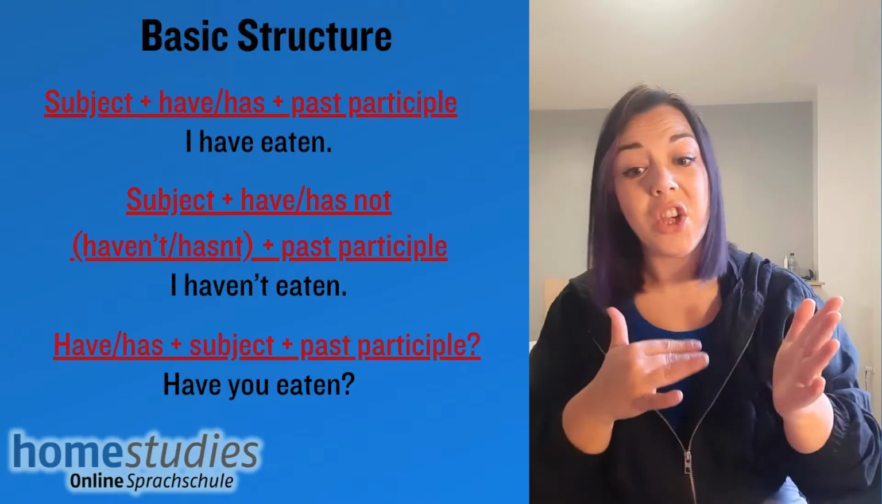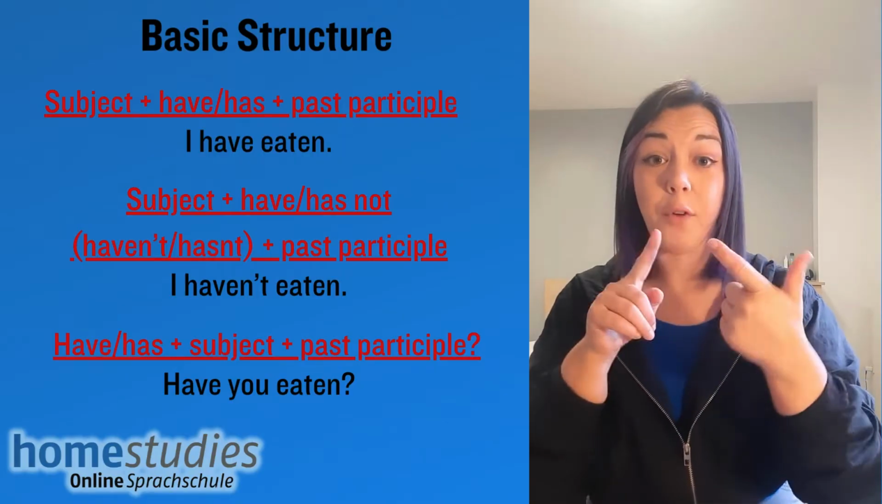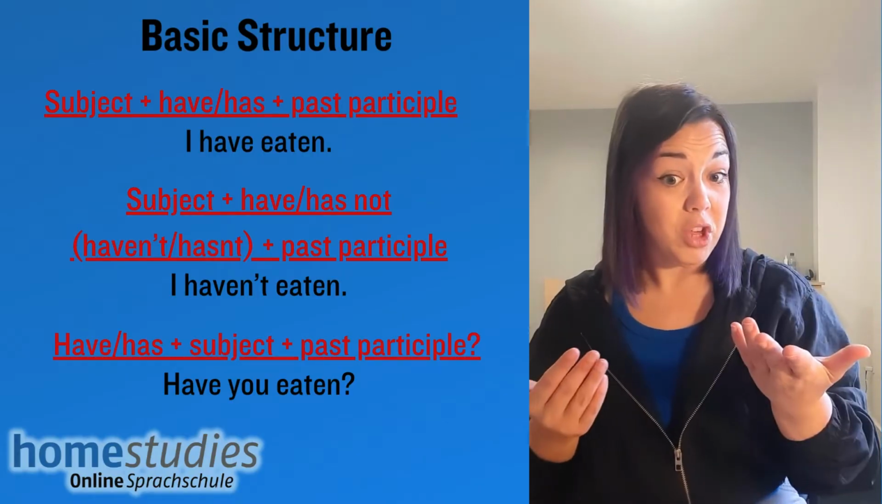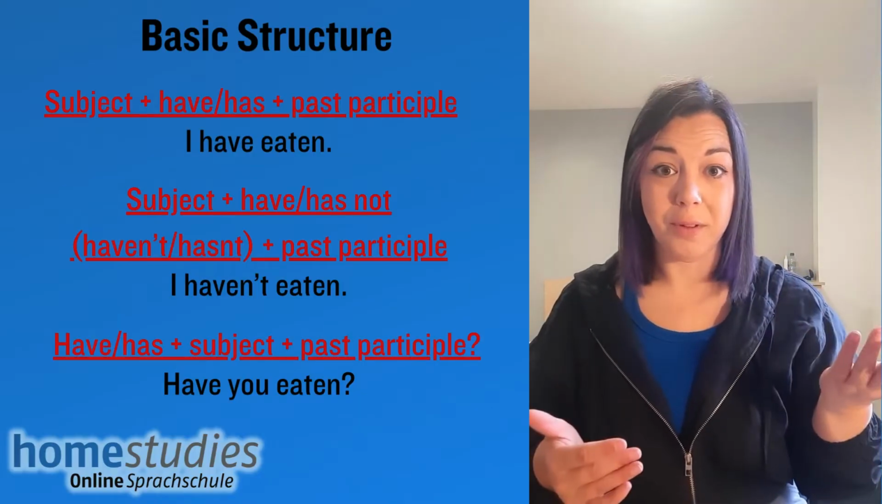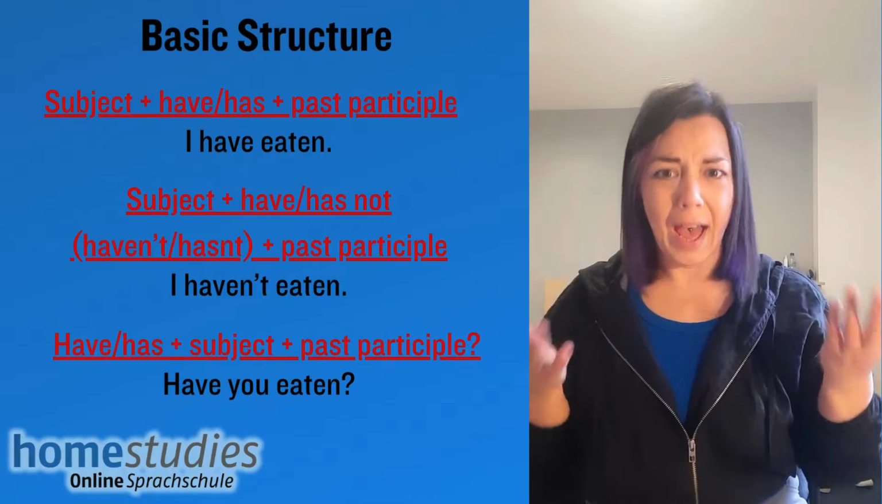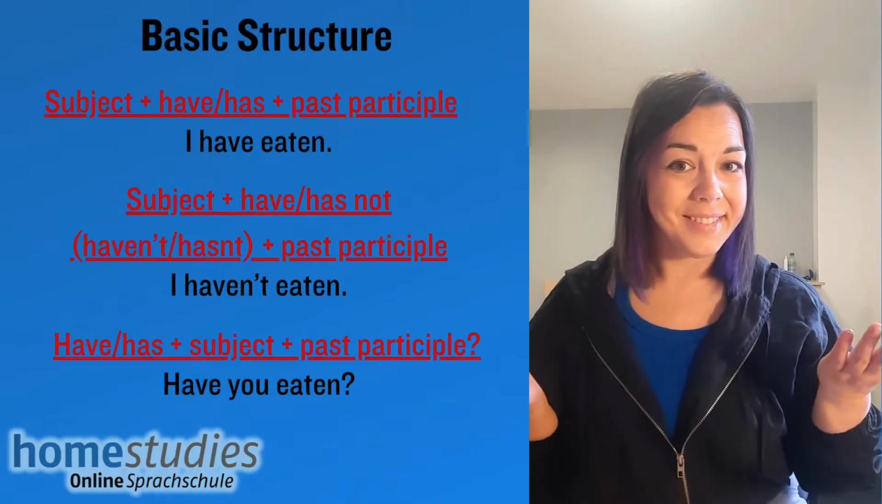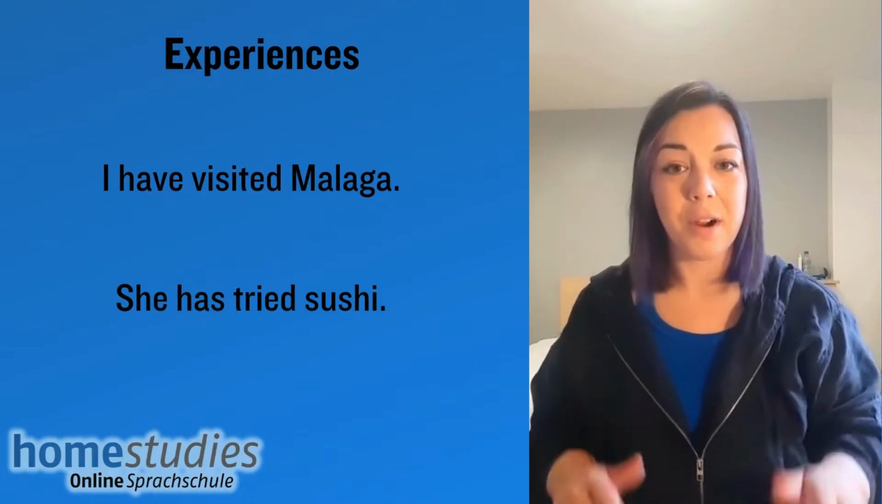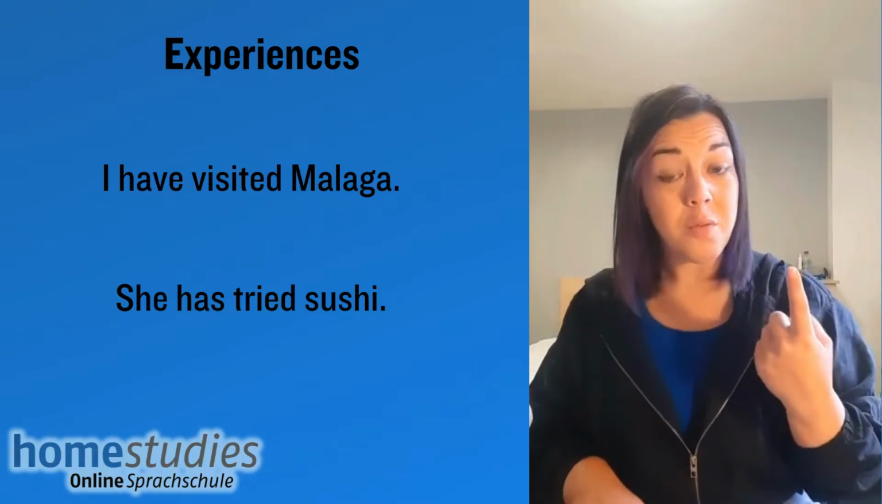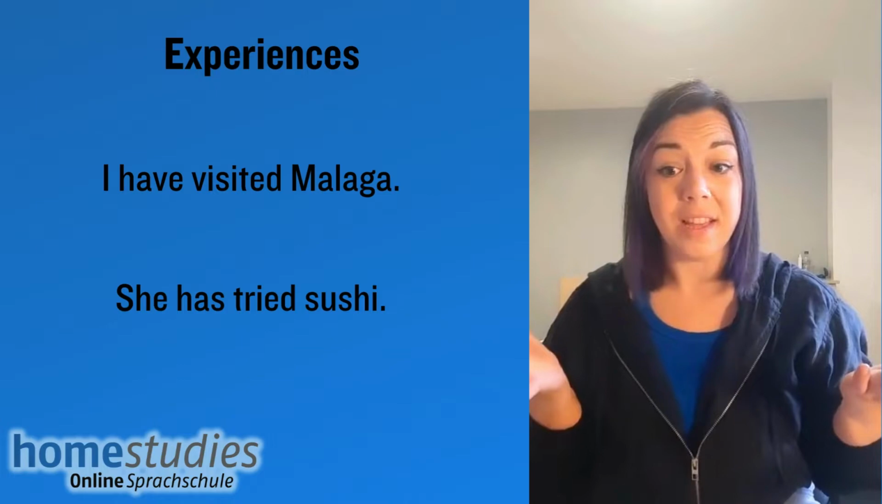And then for the question, we start with have or has, plus the subject, whoever or whatever it is, plus the past participle. For example, have you eaten? Now let's explore the three main uses of the present perfect tense. First of all, we're going to talk about experiences.